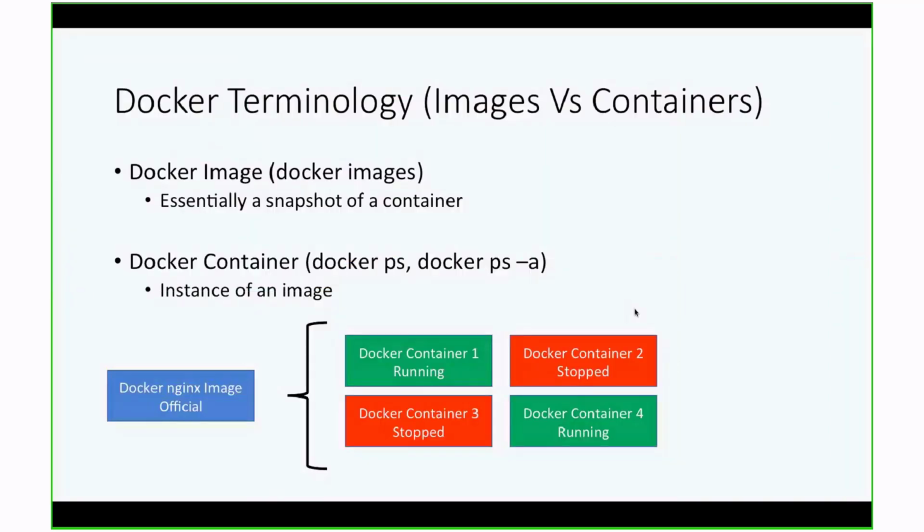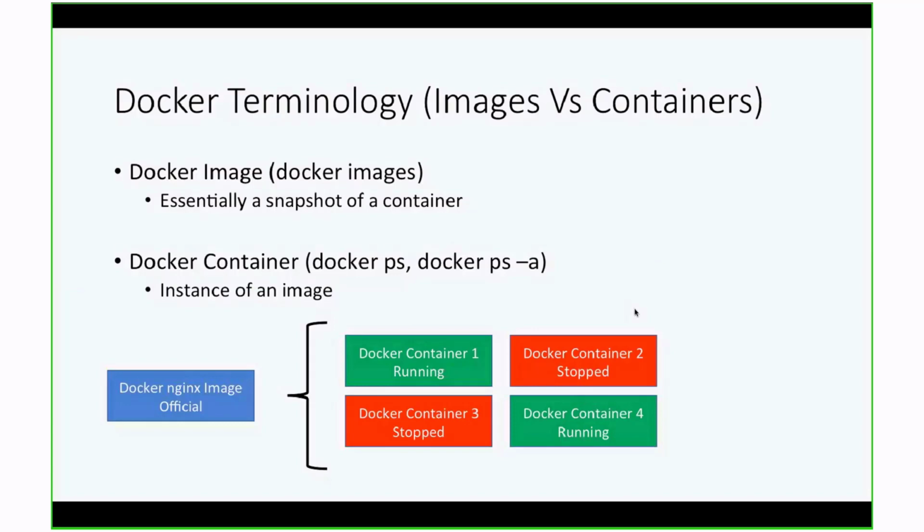Some terminology that you would need to know when working with Docker. The first thing that I would like to talk about is images and containers. Now, an image is like a file, a snapshot of a container. Even with a virtual machine, you may have a virtual machine image, which is a file. Similar to that, a Docker image is essentially a snapshot of a container. It's just a file.